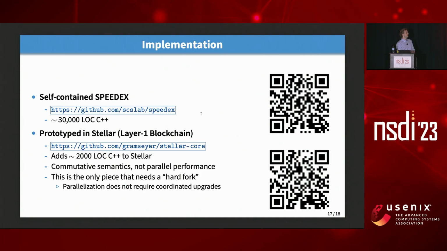So what's going on here is that this prototype only implements the commutative semantics, the scalability, and the price computation, not all of the parallel performance. And this is great for an implementation because the semantic changes are the only things that have to go through a system-wide coordinated so-called hard fork upgrade. Once you have a nice set of semantics like this, then you can implement the parallelization asynchronously without coordinated upgrades. And this makes deploying such a system much easier.